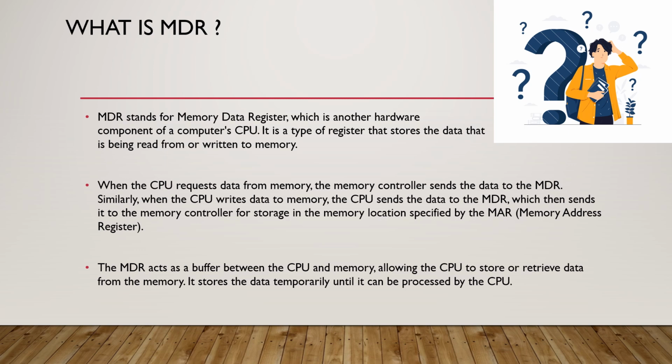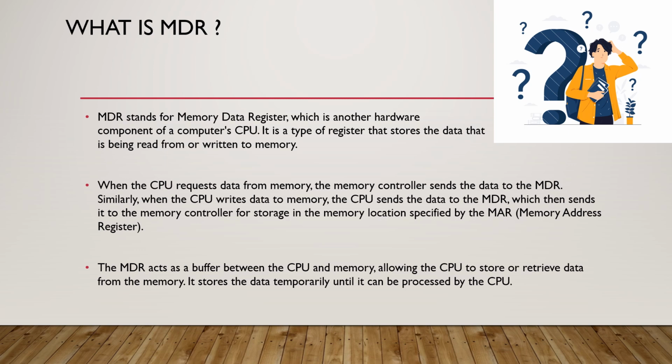When a CPU needs to access a specific location in the memory, it sends the address of that location to the memory controller. The memory controller retrieves the data from that location and stores the data in the MDR before sending it back to the CPU. The MDR is used to temporarily hold data that is being read from or written to memory.